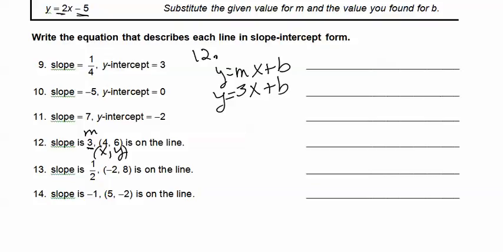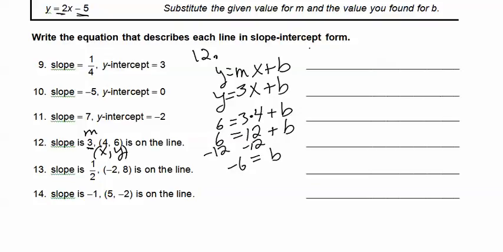And x is 4 and y is 6. So I replace y with 6, and I replace x with 4, and I use that point to find b. So 6 will be equal to 3 times 4, which is 12, plus b, and then I can subtract 12 from both sides and figure out that b is equal to negative 6. Then I can write the equation for number 12. It's y equals mx plus b, but m is given as 3, and now I just found that b was equal to negative 6.